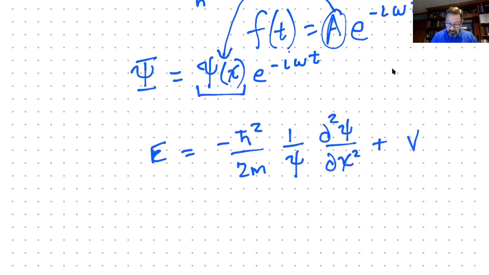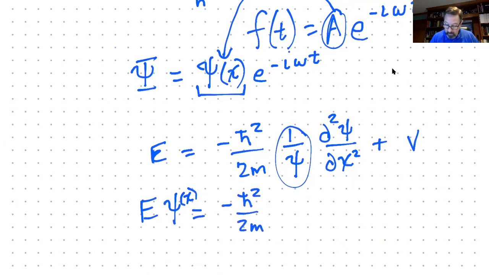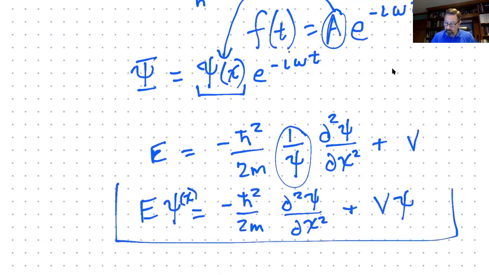The more conventional way people write this is, all right, what happened to my pen? It just turned off. Of course it did. Multiply by this guy right here, the energy times the wave function, which remember is only a function of x now, is equal to minus h bar squared over 2m times the second derivative of psi with respect to x plus the potential energy times the wave function. And again, the wave function is only a function of x. This guy right here is referred to as the time independent Schrodinger wave equation.